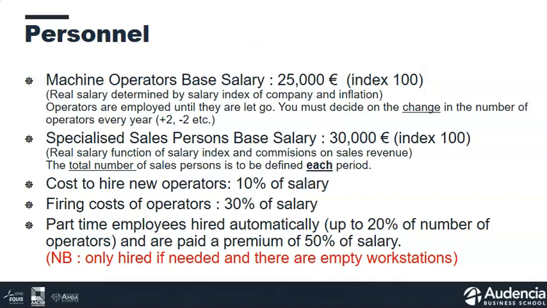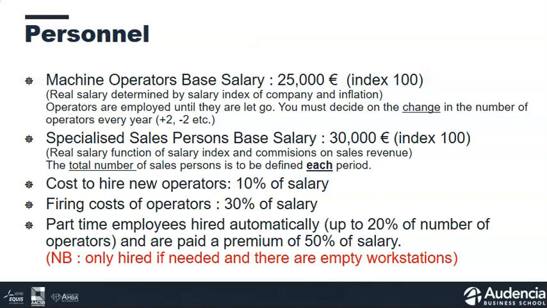Be careful, because the number of salespersons must be defined each period. If you want 20 people selling this period, you will mark 20. If you want 25 next period, you mark 25. You don't mark the change, you mark the total number of sales agents. The cost to hire new operators is 10%, and the cost of firing people is 30% of salary.